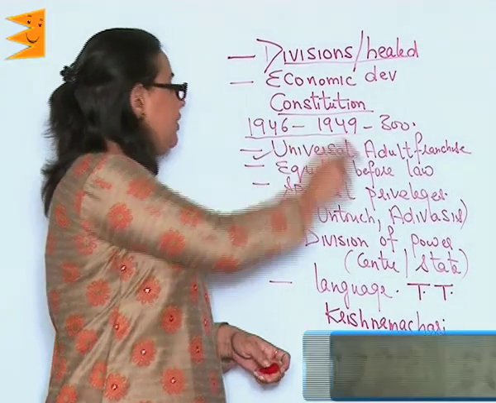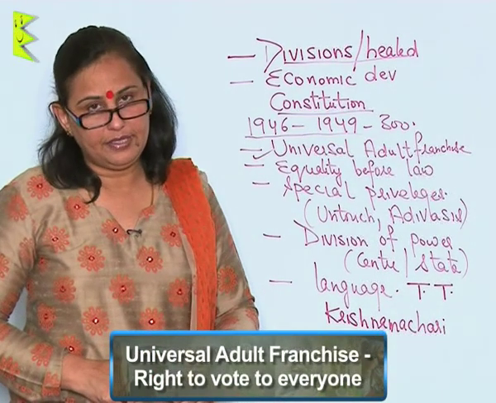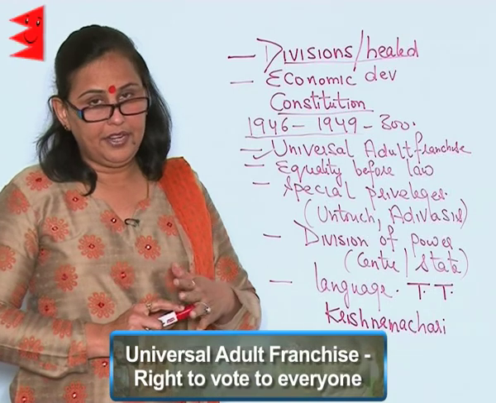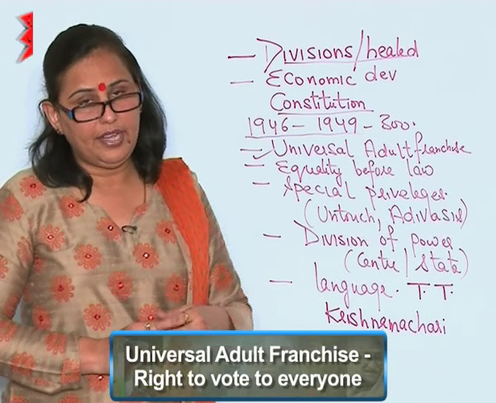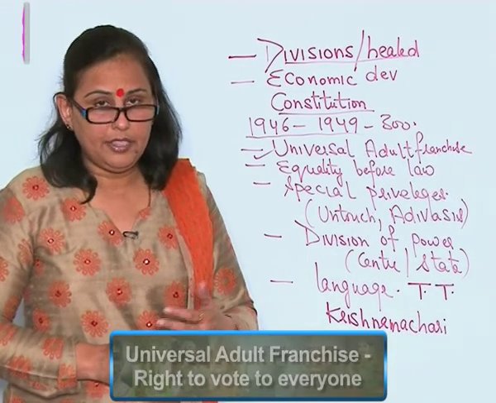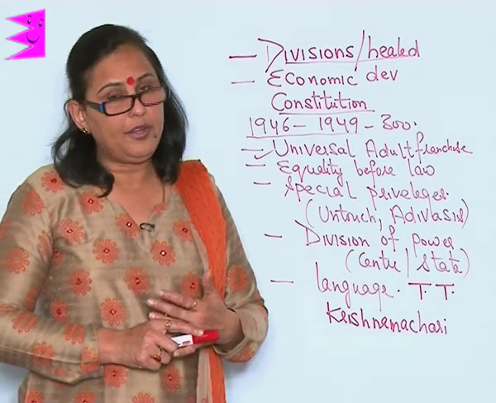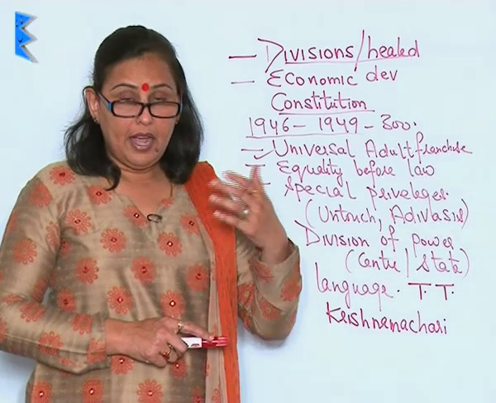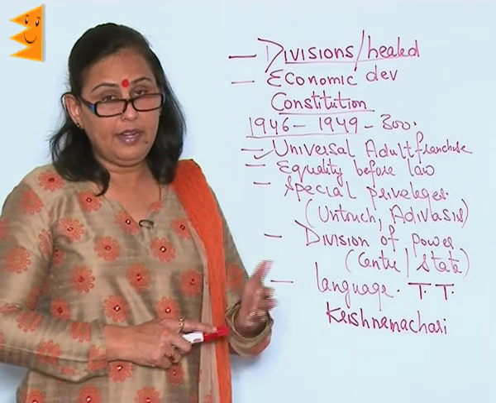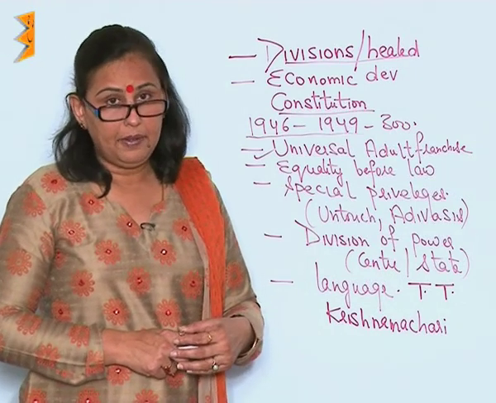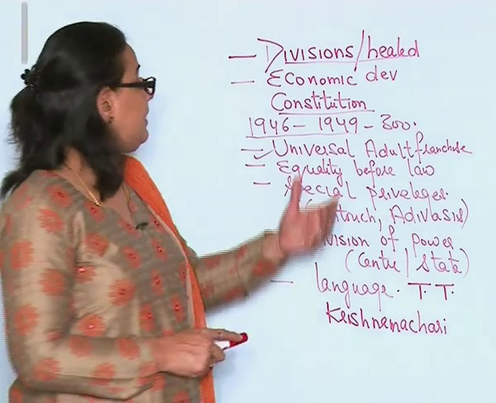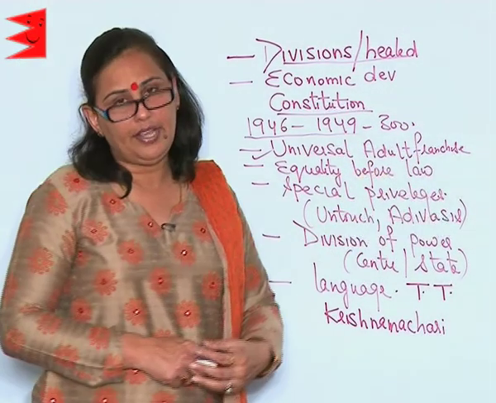The first feature is universal adult franchise. India immediately after independence granted universal adult franchise, that is the right to vote, to everybody irrespective of color, caste, creed or gender. In other countries of the world, even the developed ones, that is in England, France and even in America, the people had to really struggle for years to get this universal adult franchise.